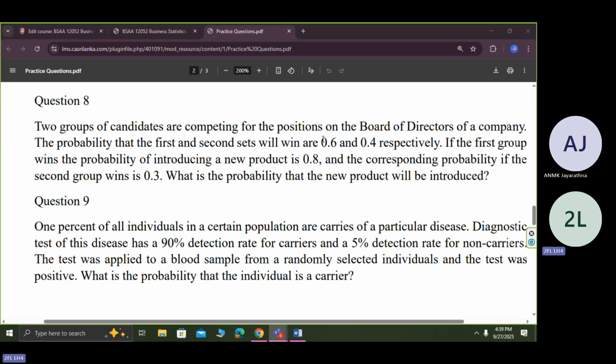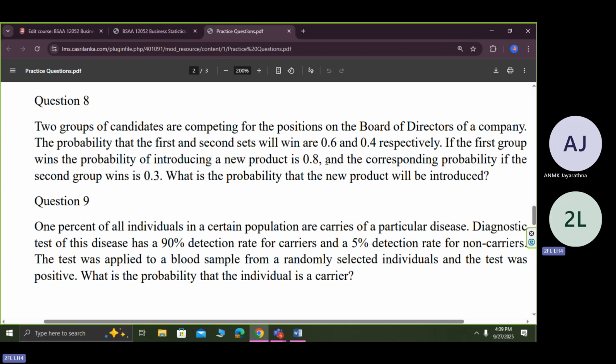Then we add these two together. It's equal to 1. It means these two events are collectively exhaustive and mutually exclusive. Both groups cannot win. It means these two events are mutually exclusive. Understood? If the first group wins, the probability of introducing a new product is 0.8.